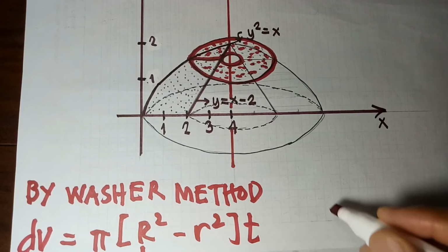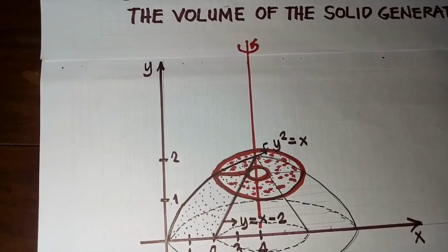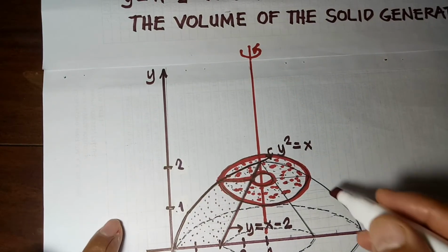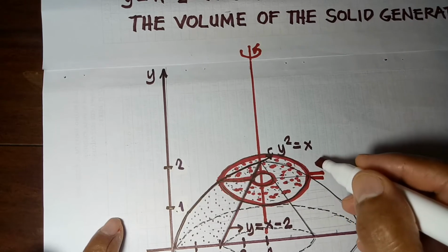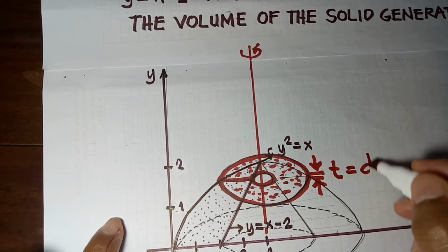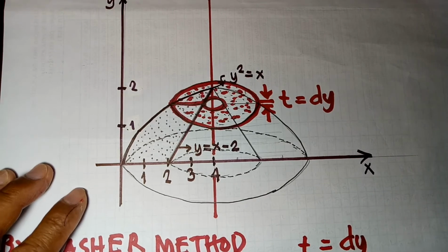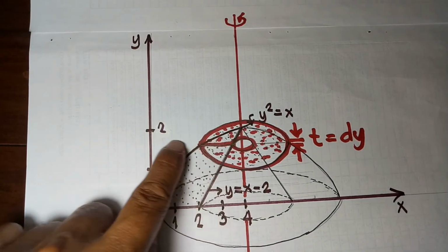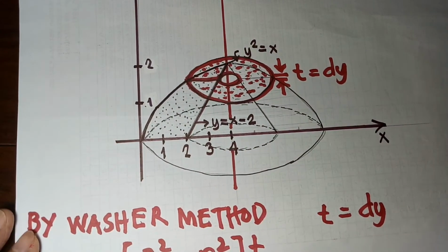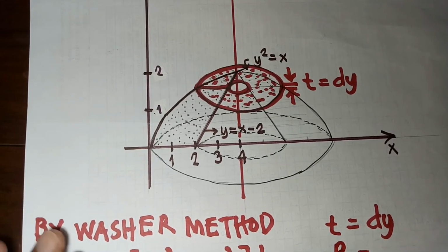Now, what is the thickness? Now, unahin muna natin yung thickness. So, dahil ang circular washer natin ay perpendicular sa y-axis, yung thickness niya ay dy. So, thickness equals dy, dahil perpendicular sa y-axis yung ating circular washer. No? Now, what is outer radius R? No. What is outer radius R?